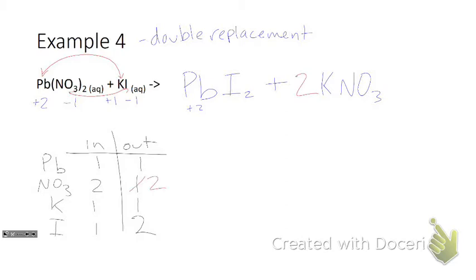But I also changed my potassiums, right? Okay, so my nitrates are happy, but my potassium and my iodide on the reactant side are not. So they both have 1. I need to get them to 2. Happy? Yeah? Me too. Good. Okay, last one.